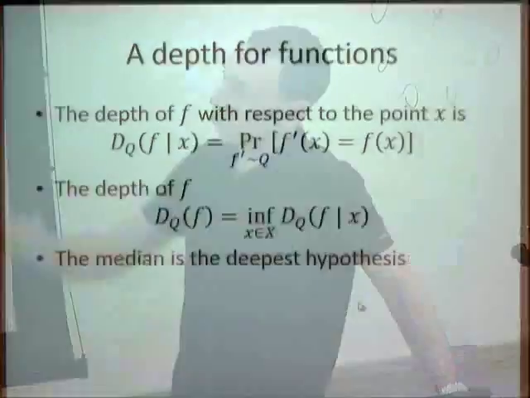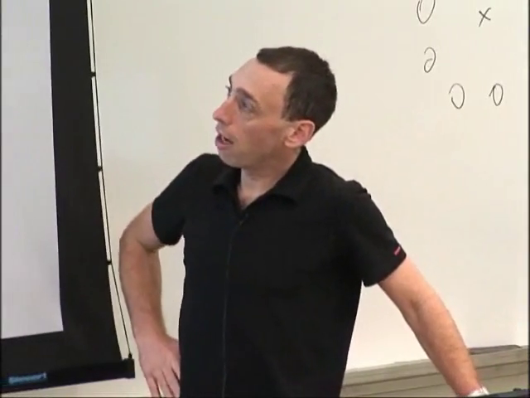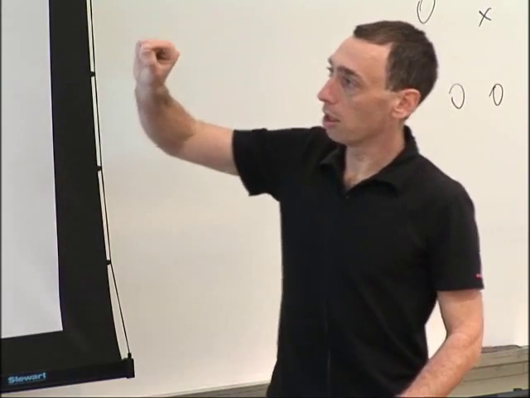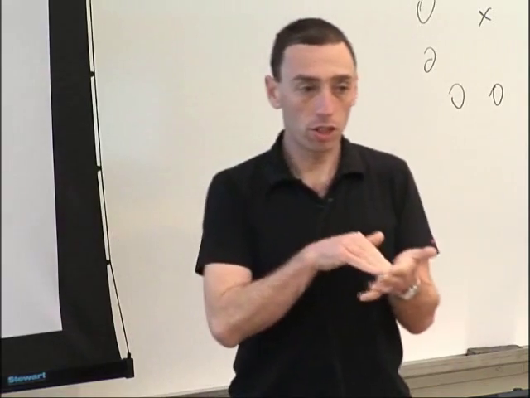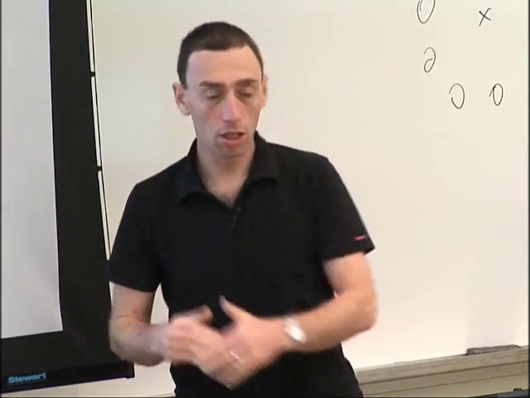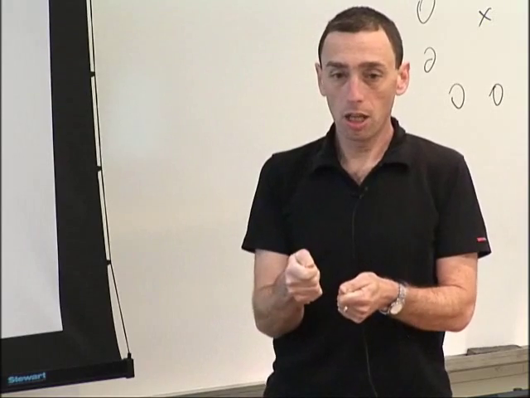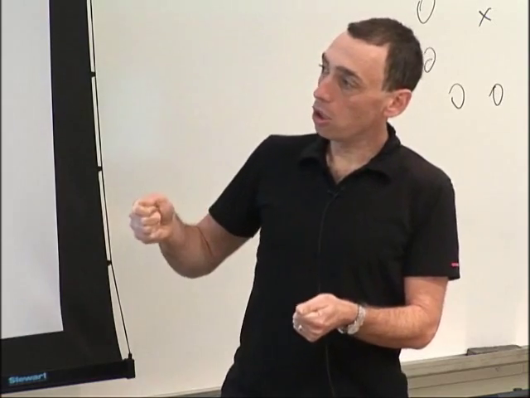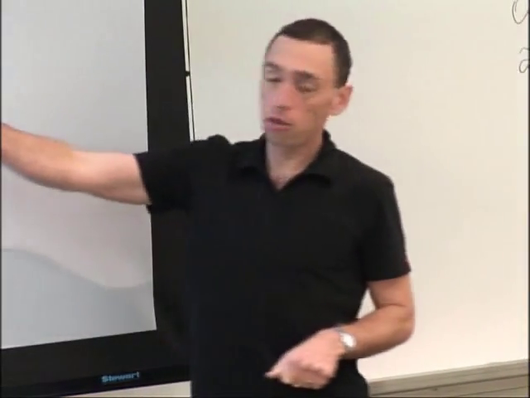And here is how we define the depth in this case. I have a function that I want to measure its depth. First of all, I take an instance x and define the depth of this function with respect to this instance to be the probability of a random function agreeing with the label that f assigns to x. And now I define the depth of f to be just the infimum over all instances.